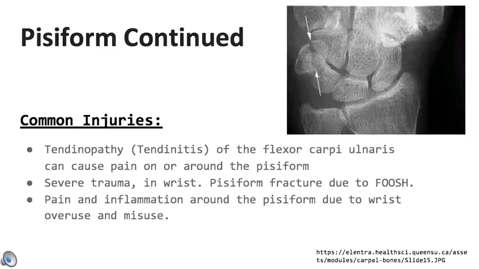Some common injuries to the pisiform include tendinopathy, which is otherwise known as tendinitis, of the flexor carpi ulnaris. This can cause pain on or around the pisiform. The pisiform can also be injured with severe trauma in the wrist. It is also common to see a fracture in the pisiform due to FOOSH. The pisiform is very rarely injured or fractured. Pain and inflammation around the pisiform can also be due to wrist overuse and/or misuse.